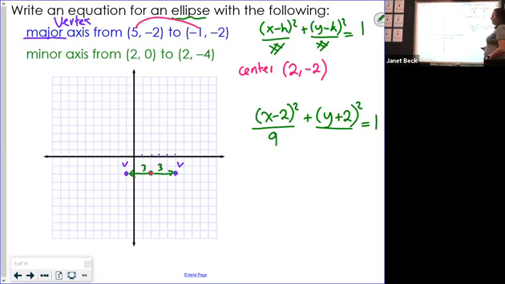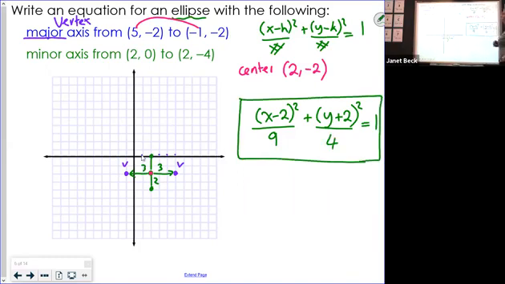Now let's see where we're going to be going with the minor axis. I've got a point at 2, 0 and a point at 2, -4. So this distance here is 2 up and down, so I must have 2 squared under y. Done. That's all there is to that. That's all you need to do. This one is horizontal, and we could now work out where the foci are, but it doesn't ask for that. Let's move on.